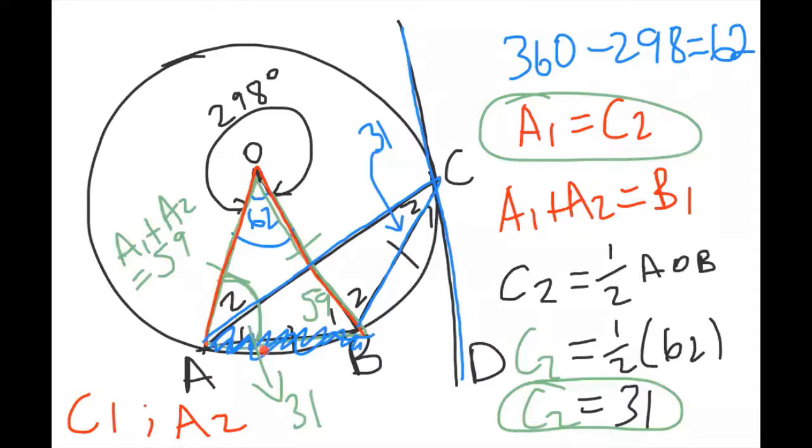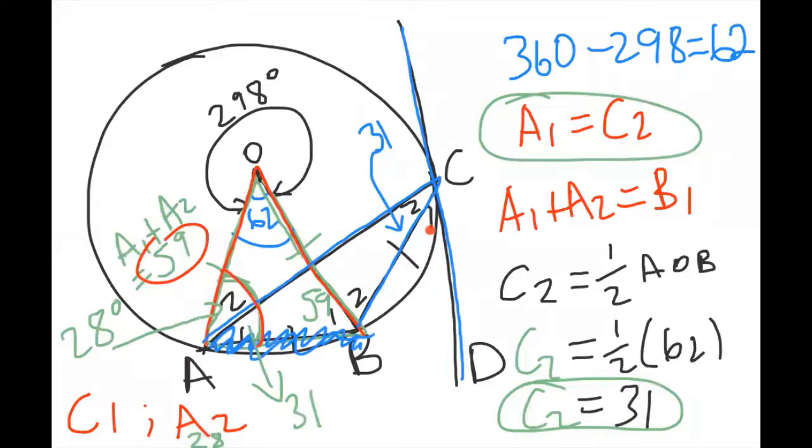But remember, we have this whole angle over here. So this whole angle equals 59. That means, if this A1 equals 31, then this A2 will equal, I'm going to show you, 59 minus 31, which is 28. So there we have A2, which equals 28 degrees.